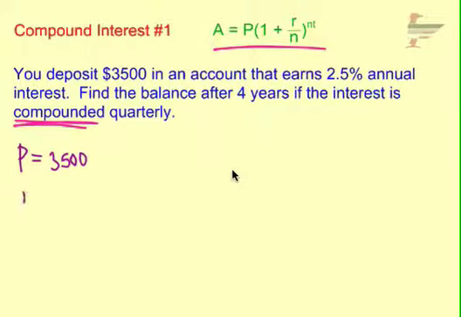The R is our rate as a decimal. So if we look at our percent, move that decimal over 2 spots to get a .025.